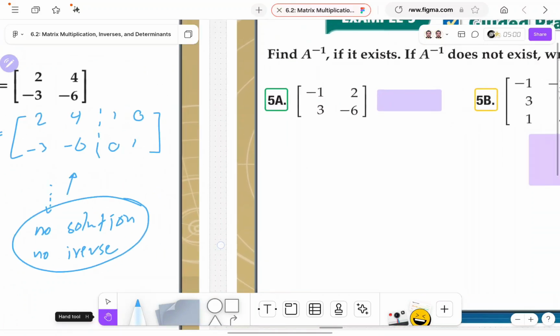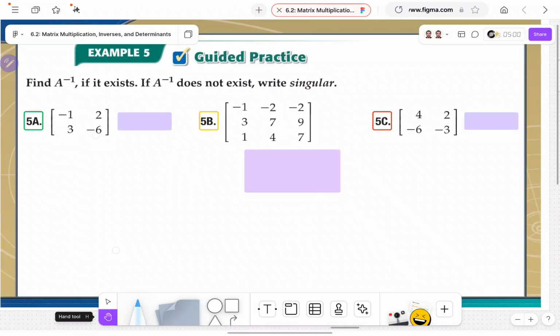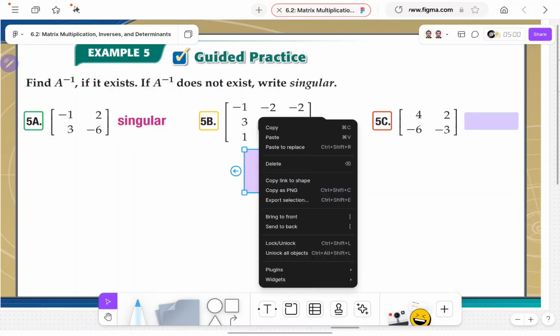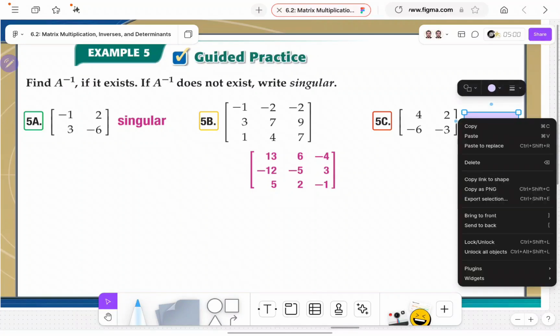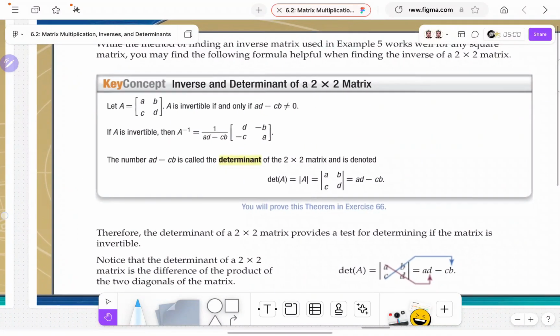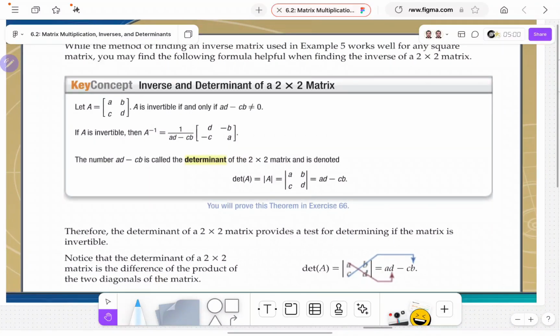Why? How do we know that? I will show you how we know that. After you solve these equations, try to solve this equation first, and using these slides will help us to know that there is no inverse.